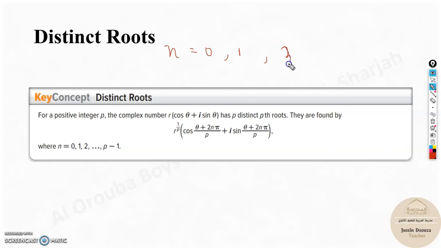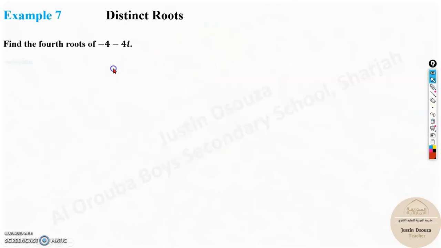Because it will stop at 2, sorry. 1, 2, and third root, you will get 3 root answers. When we solve, you'll understand you need to take one case as n is equal to 0, then n is equal to 1 and 2, and you will get the answer. Now let us look into a problem. It'll be much clearer. Now find the fourth roots of -4 minus 4i.